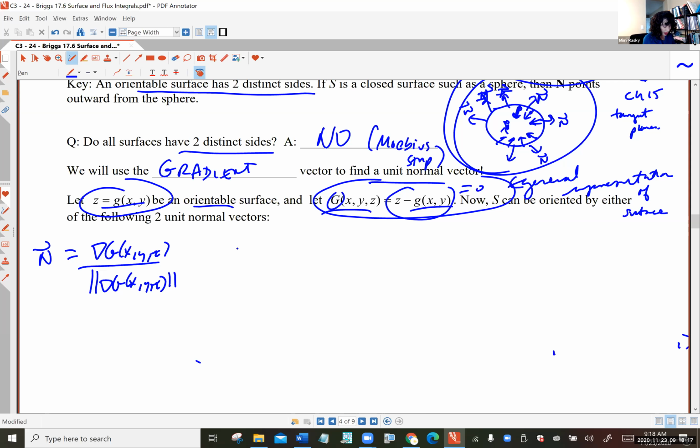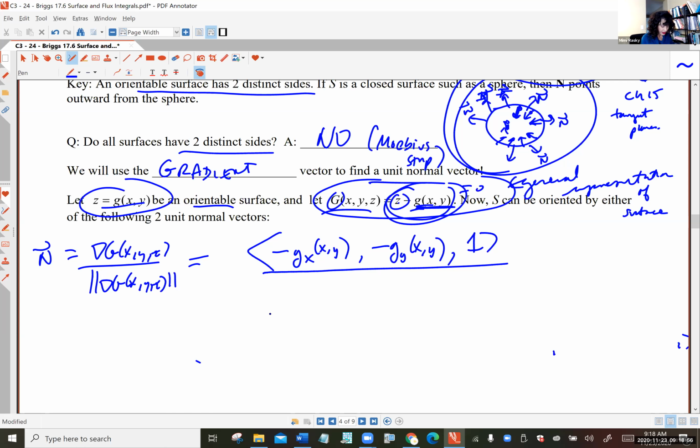And so if you look at this function here, when you get the gradient, you're going to go, okay, what's big G_x? Don't write that down because we're just going to do it on the fly. Big G_x is going to be, well, the derivative of z with respect to x is 0. Then you'll have a negative, and then whatever the partial is of little g with respect to x, that'll be your big G_x. And then the big G_y is going to be negative whatever the partial of little g was. And then the partial with respect to z is, since there's only one z there, just a 1. And then you'll unitize it like this.